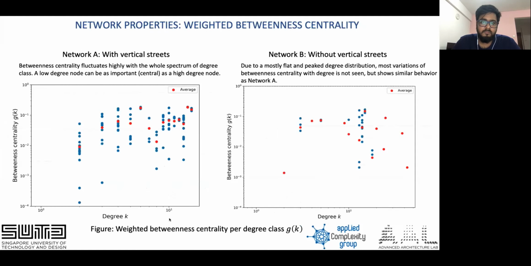The graph shows the weighted betweenness centrality for each degree class. For both networks, the betweenness centrality fluctuates throughout the whole spectrum of the degree class, meaning that a low degree node can be as central as a high degree node. That is, the number of connections for a space doesn't influence its ability to serve as a connecting path for potential traffic.